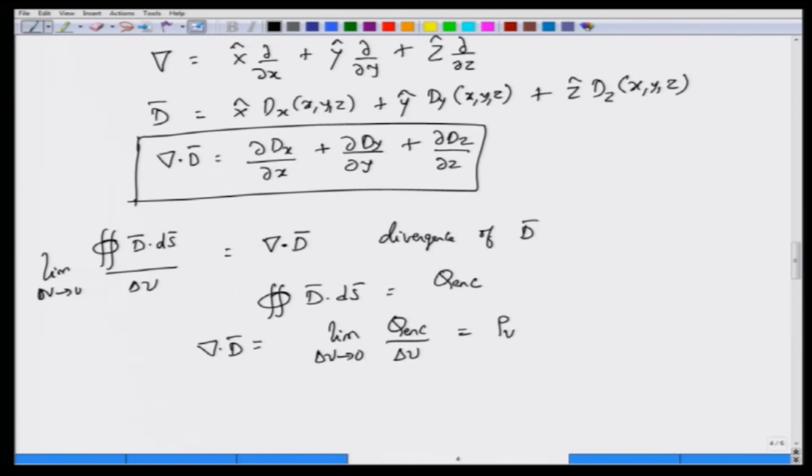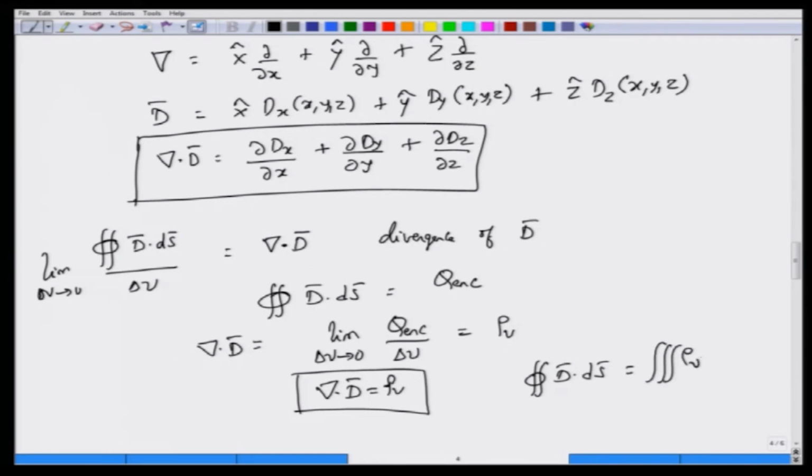rho v. So, now you can rearrange these two and write del dot D is equal to rho v, and this expression is the equivalent expression for the integral form of Gauss's law. So, this is the integral form of Gauss's law, and by defining a quantity called divergence, we have been able to rewrite this equation in the differential form.